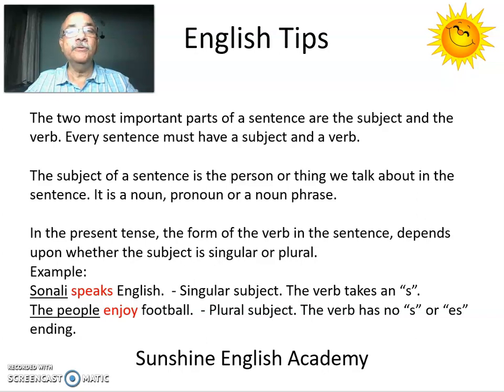It is important to know whether the subject of a sentence is singular, plural, or uncountable because the verbs depend on whether the subject is singular, plural, or uncountable, and also subject pronouns depend on whether the subject is singular, plural, or uncountable. So let us see how the subject affects the verbs.